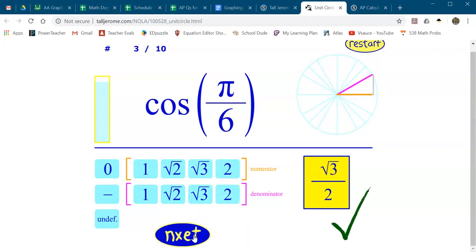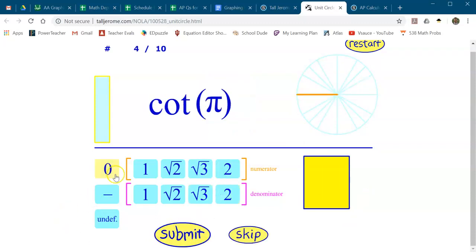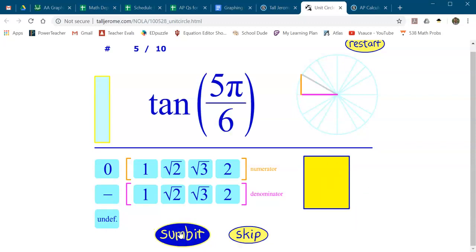Okay, cosine of pi over 6, everyone knows is root 3 over 2. So let's go into that. Cotangent of pi, I think it's 0, but it's the reciprocal of 0, which is undefined. So here's the undefined one. And that's it, guys.